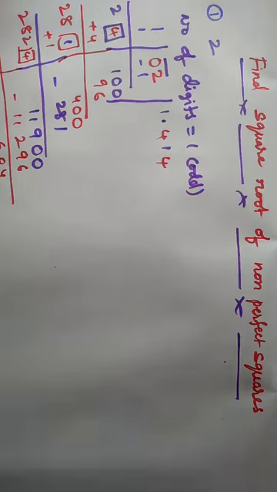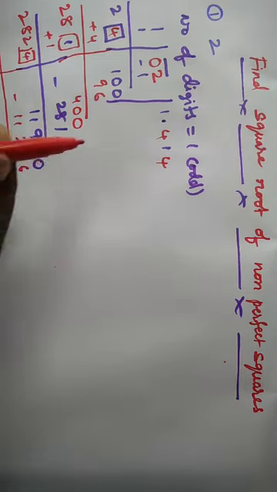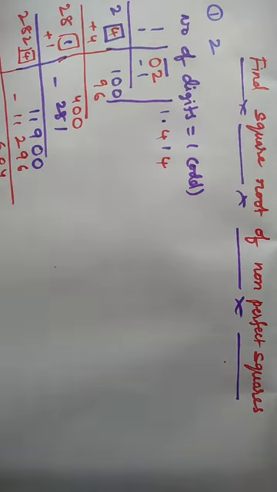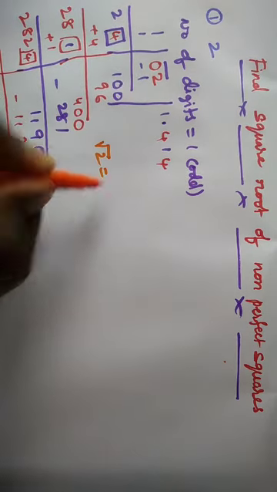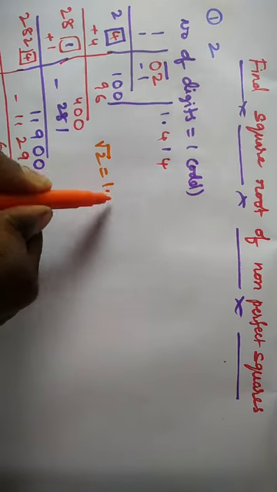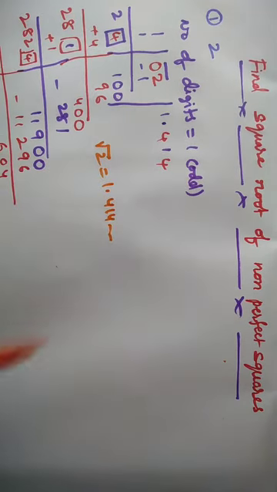Okay, so here it is not a perfect square, that's why whatever number we get, there will be no end for that. So here the approximate value of root 2 is 1.414 and so on.